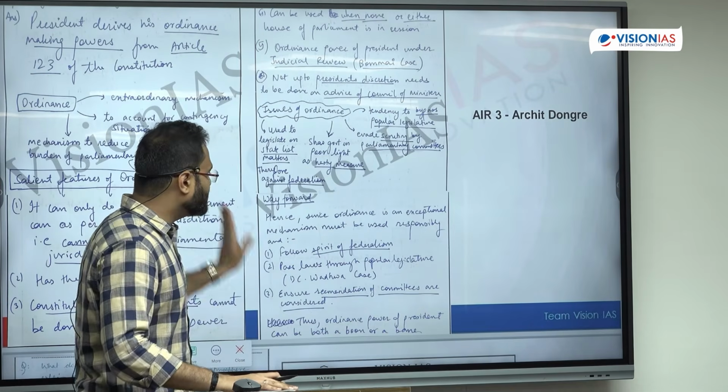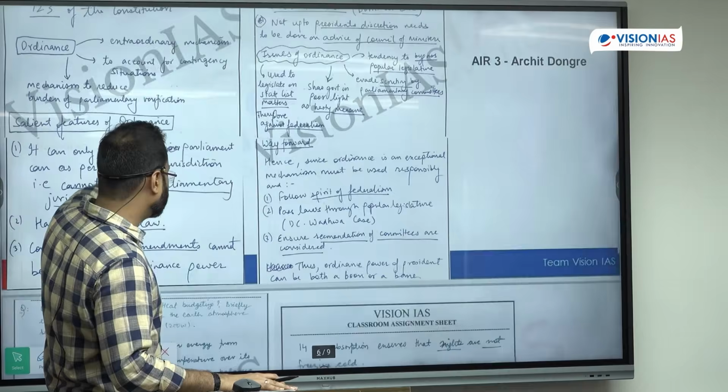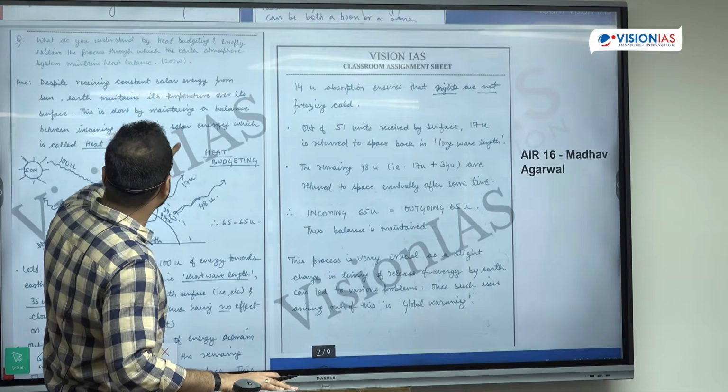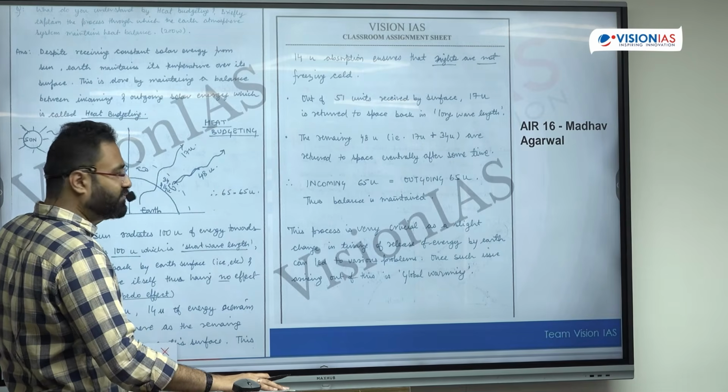So basically this was the initial assignment written by him as far as data and facts are concerned. Now talking about Madhav's answer, again he has started with the definition of heat budgeting. He had given a beautiful diagram about that.